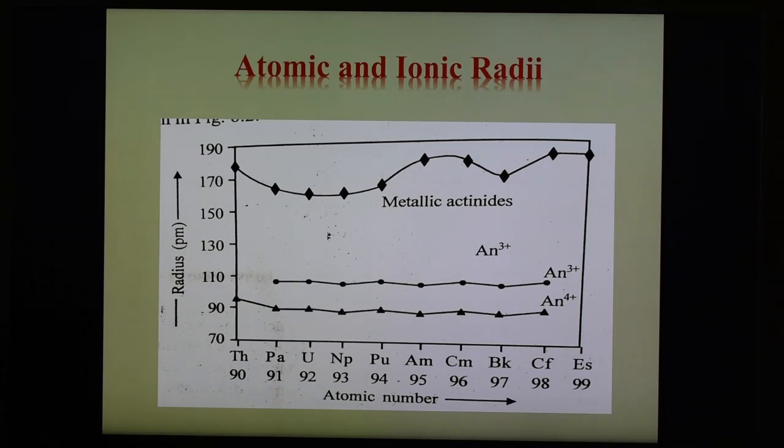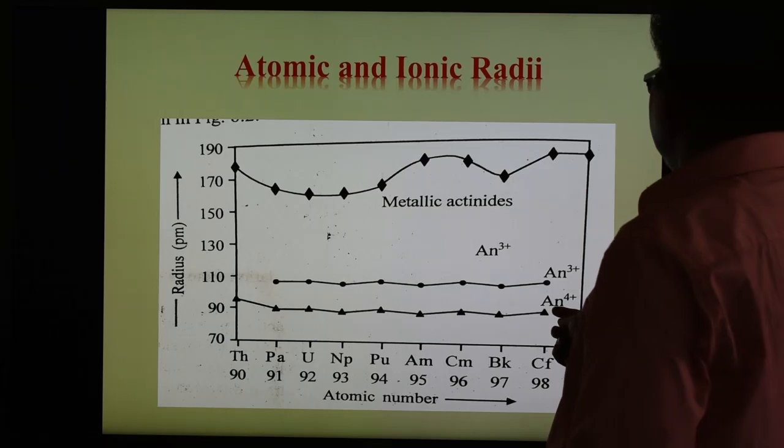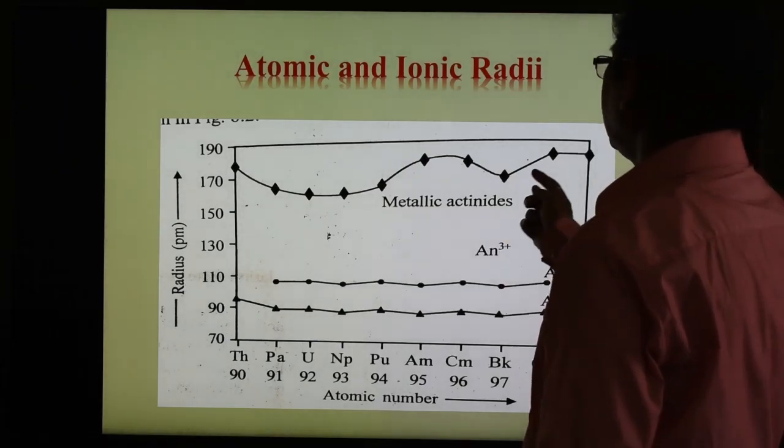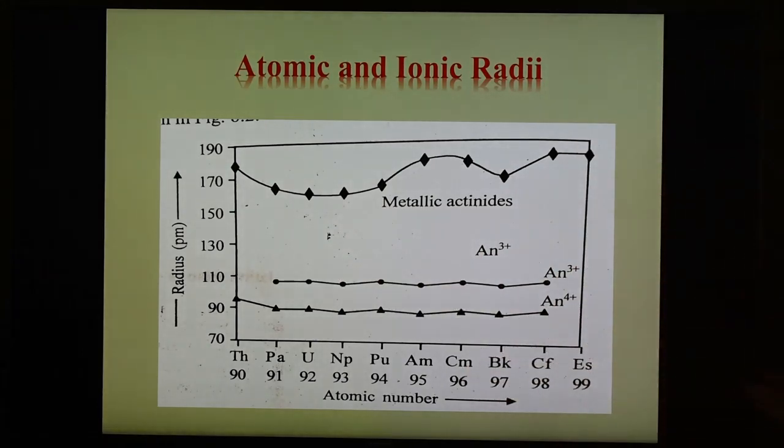The comparison of M3+ ionic radii of actinides with those of lanthanides is shown in this figure, and they are very similar in size. As a result, their chemical properties are also similar. The decrease in the ionic radii of M3+ and M4+ ions in case of actinides is shown here in this figure. Here this is the actinide 3+, actinide 4+, and this is the metallic actinide. So there is no more change because of the similarity in properties.